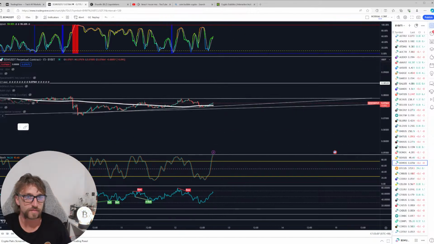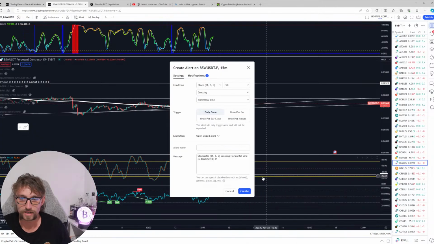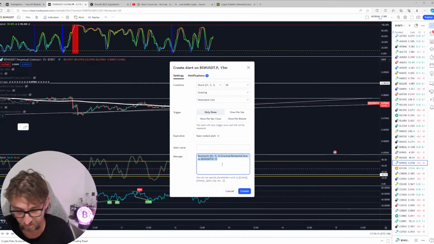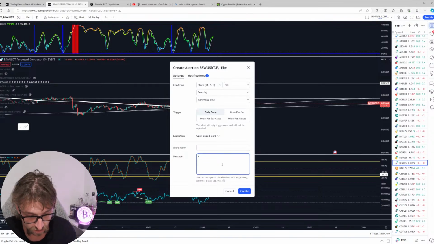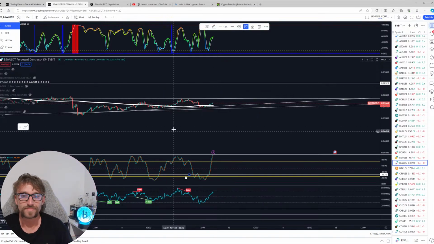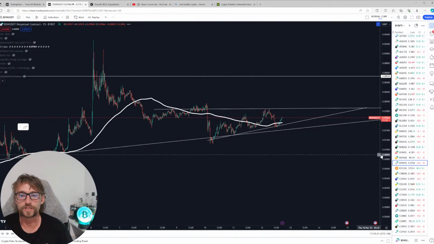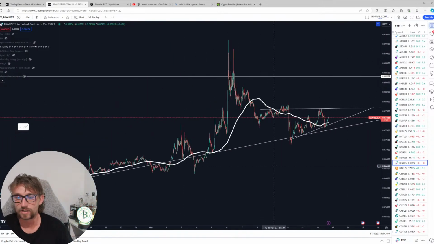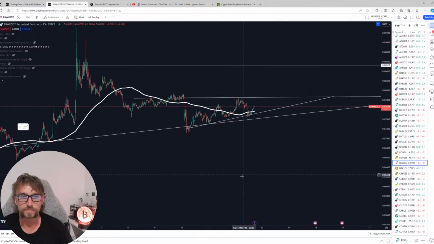So we go 15-minute chart. I like that for an entry. Bring it back down to 30. Add alert. Want to get notified before it goes into the extremes. Live, long, BSW. It's sort of like a low leverage, just continuation play on something that's probably a pretty fucking small market cap.